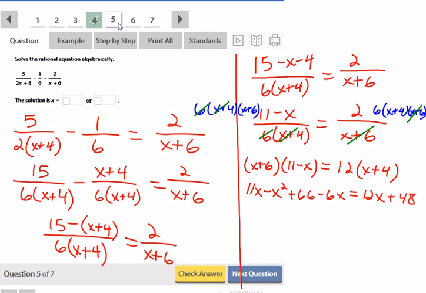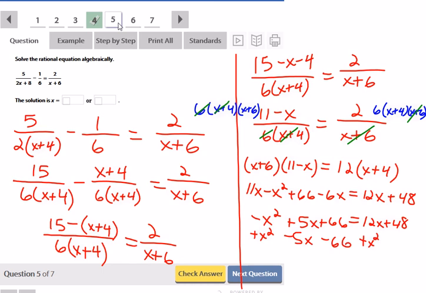I want to move all the terms to one side. If I have any like terms, I would combine them. I do have some like terms. I have 11x and negative 6x, which is 5x, so I would write here negative x squared plus 5x plus 66 is equal to 12x plus 48. Because the x squared is negative, let's choose to move everything to the right. So plus x squared minus 5x minus 66.